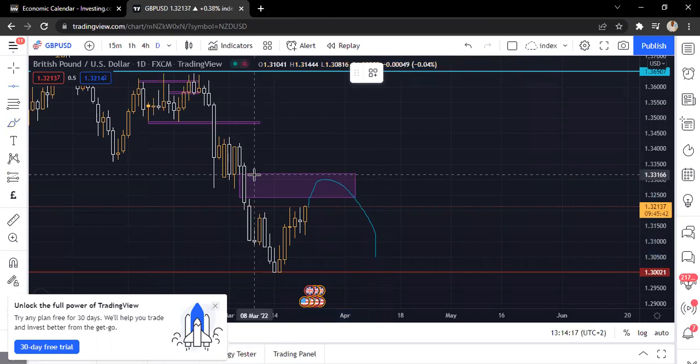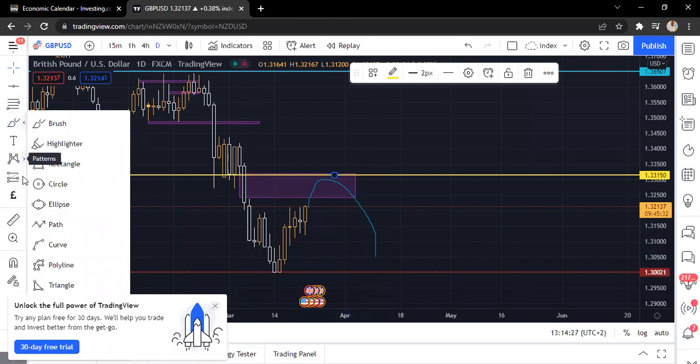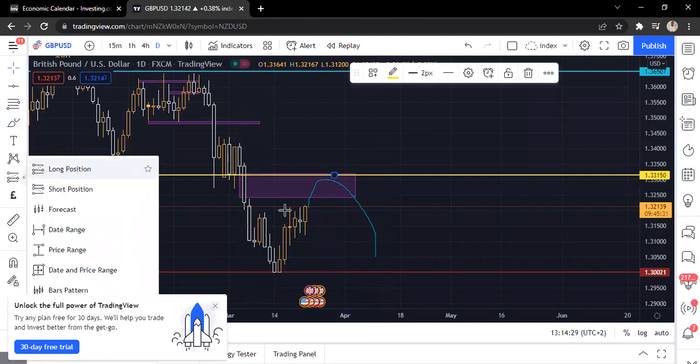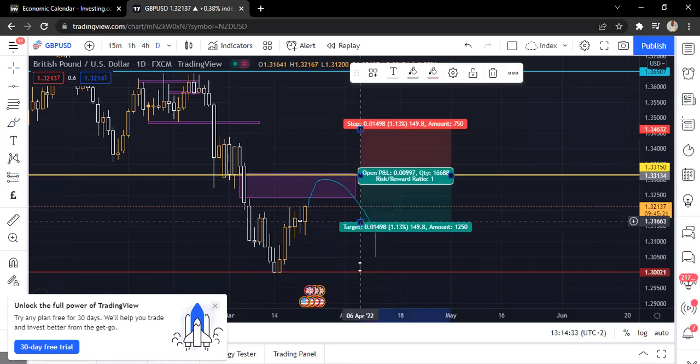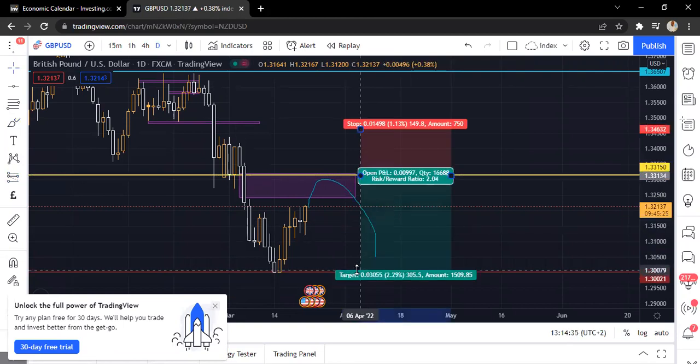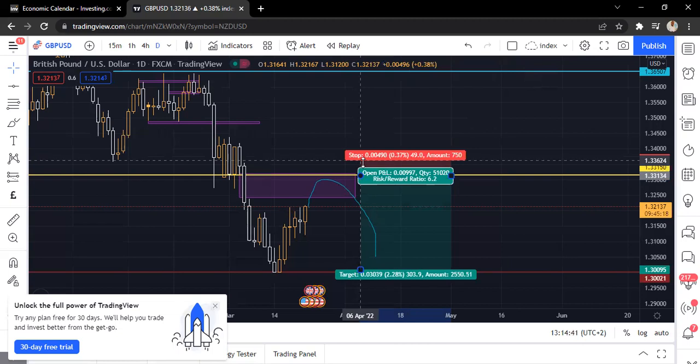Gonna make this area. This is a possible sell entry. So we are going to be looking to go short here, this area. Probably take profit down here, and then limit the risk here and have a much better stop loss here.